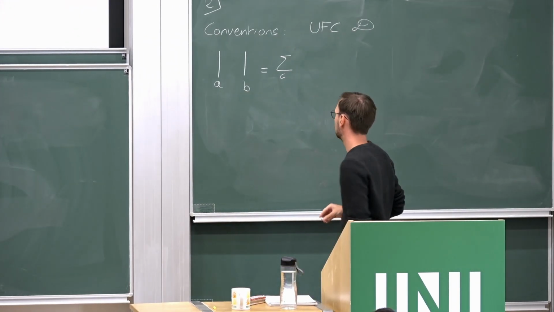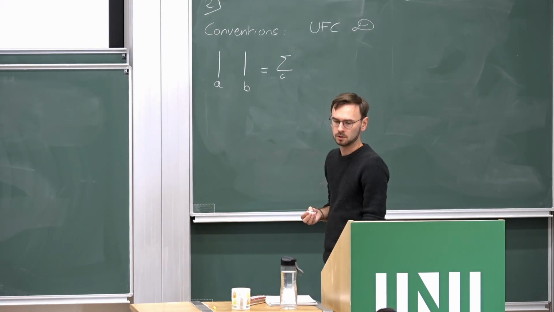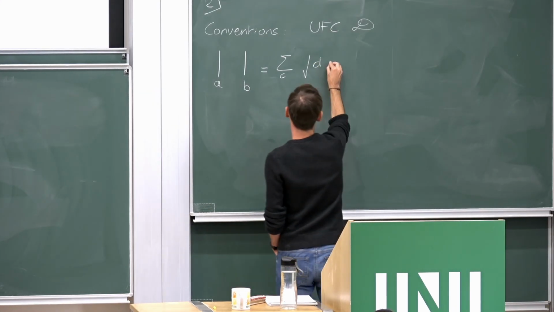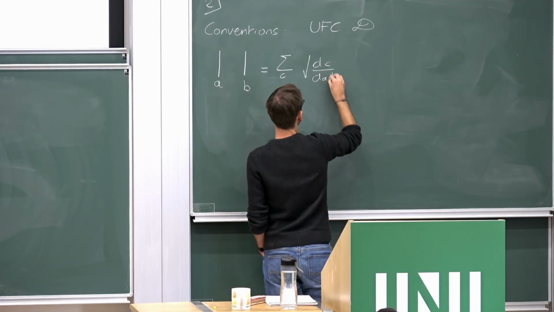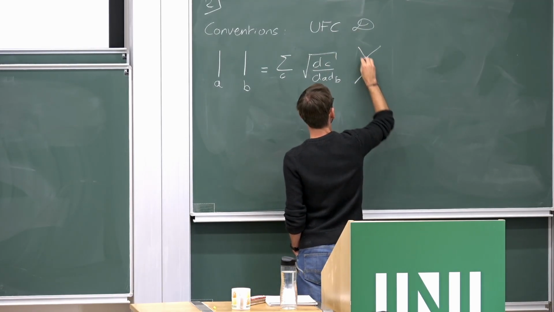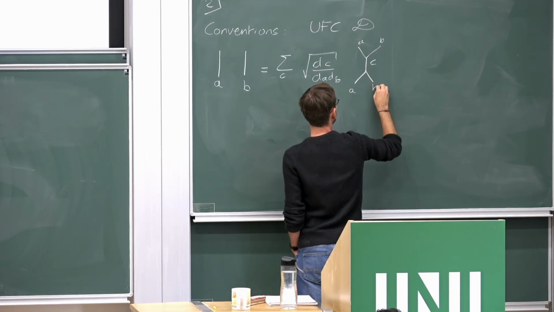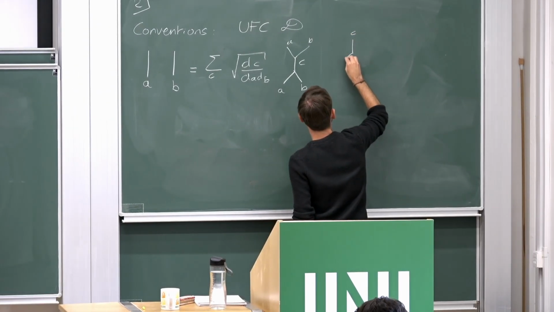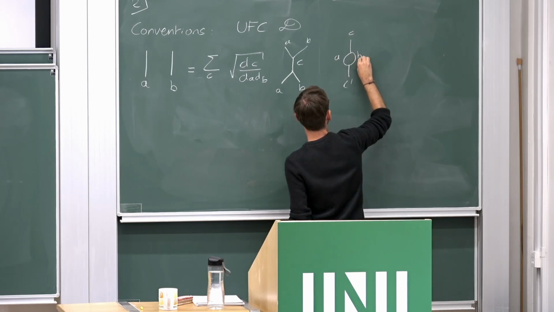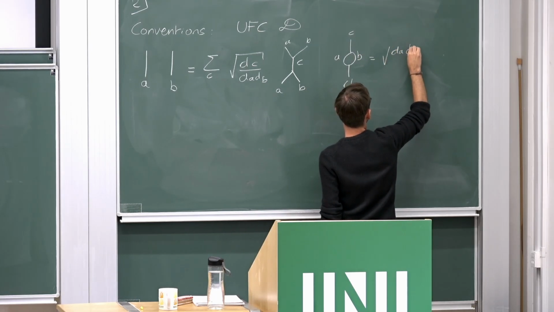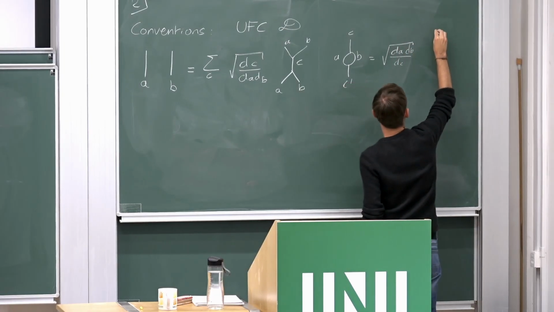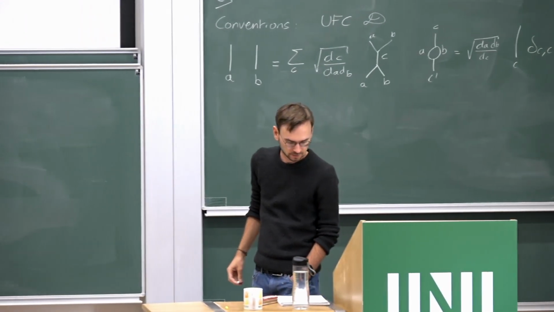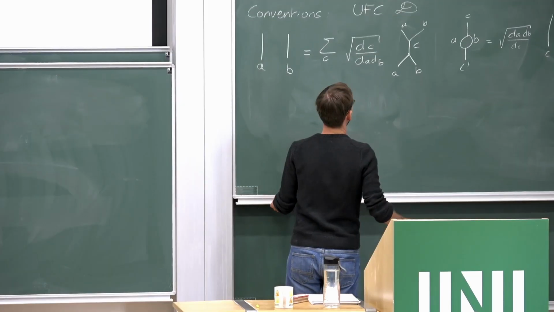In everything I will draw right now, A, B, C, D, E, F are assumed to be simple objects of my fusion category. I also have the ability to remove bubbles in the following way. And then my F symbol is written as follows.